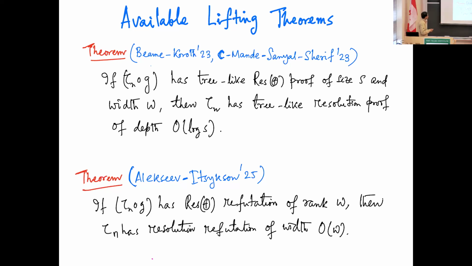And more recently this year, Alekseev and Itsykson proved the following. You consider any Res(lin) refutation of a lifted formula which has, let's say, rank W. So in a Res(lin) proof, every node corresponds to an affine space, unlike a cube in the case of resolution. And the rank of that affine space is the natural notion of width. Okay, so this is why width gets replaced by rank. So if you look at a refutation of rank W, then they can extract a refutation for the base formula also of width order W. Yeah.